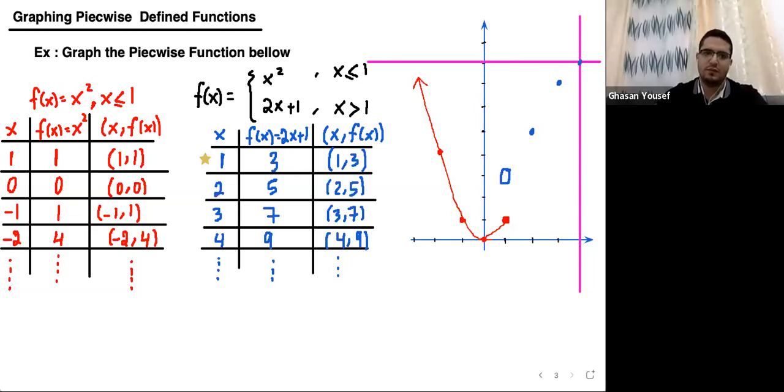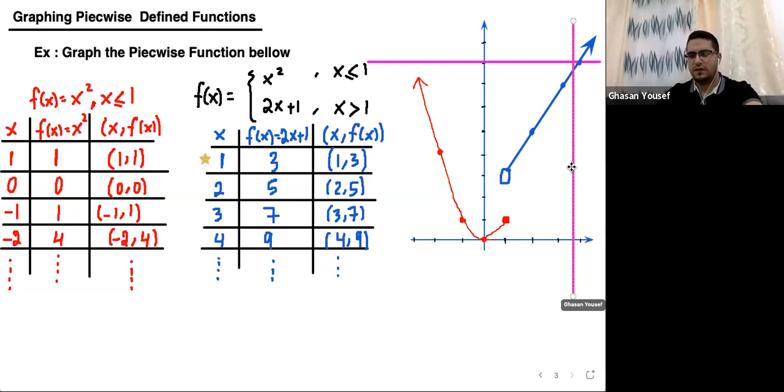And etc. for all points. So the graph for this function, because it looks like a linear line, should be like this. Something like this. And this is the graph for this piecewise function. Any question?